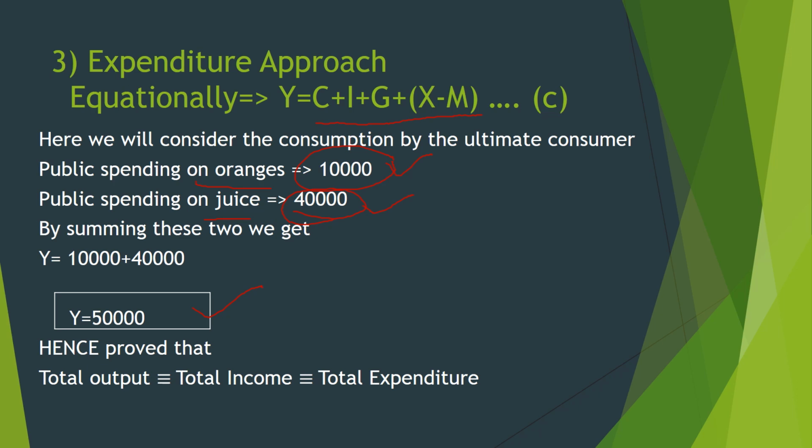Hence, it is proved here that the total output of the economy has an identity with the total income of the economy, which has an identity with the total expenditure of the economy, that is 50,000. So here it is proved that whatever approach you use to measure the economic activity, the answer would be the same.